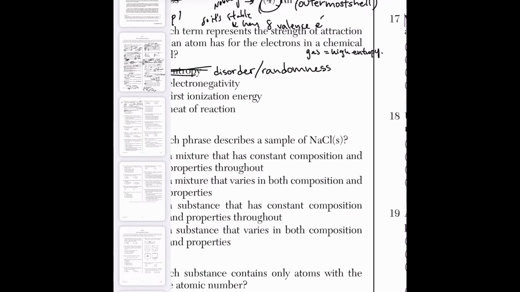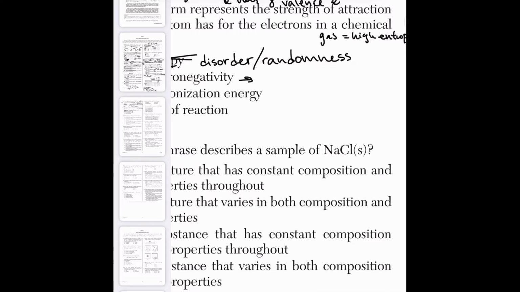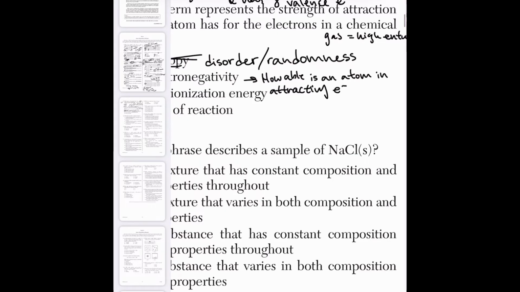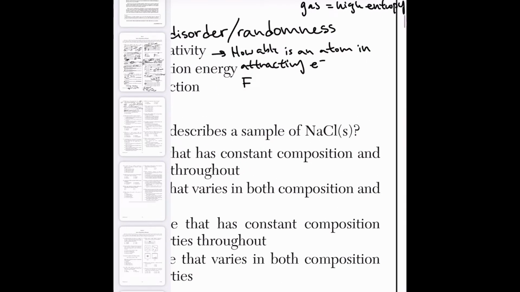Okay, it's electronegativity, because electronegativity just means how able an atom is in attracting electrons. So if you flip to table S and you look at the table, you would see that the element with the highest electronegativity is fluorine, and fluorine is also located in the top right corner.